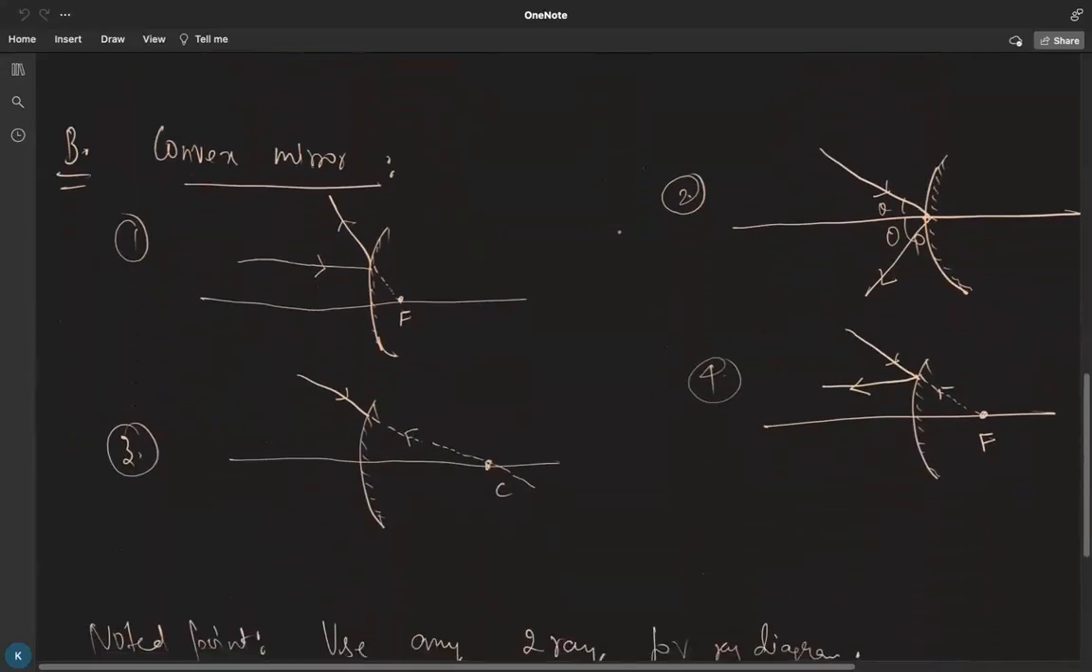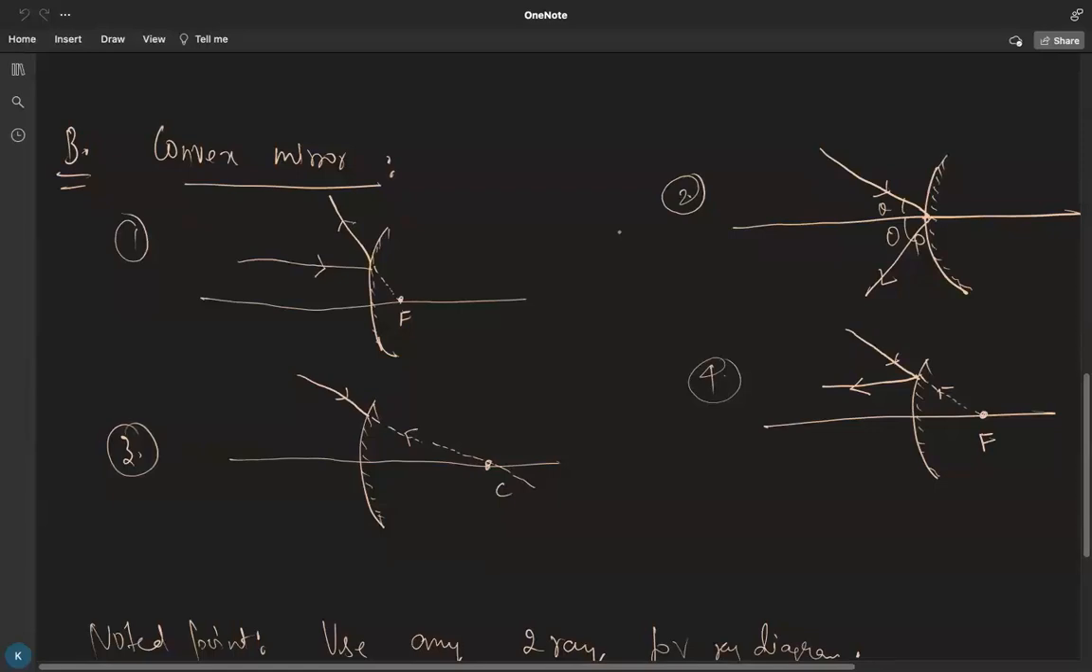In the case of a convex mirror, whenever a ray of light is incident parallel to the principal axis, it appears to pass through a point on the principal axis, and that point is known as the focus. The same applies for the pole, and the third one is also the same for the center of curvature. And again, in the case of the focus, whenever an incident ray of light passes through the focus, after reflection, the reflected ray is parallel to the principal axis.